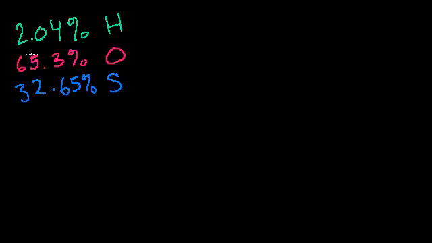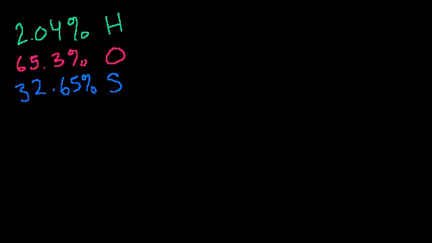I have a bag of stuff, or let's call this a bottle of stuff. Maybe it's in a liquid form, and it happens to be 2.04% hydrogen, 65.3% oxygen, and 32.65% sulfur. What is the empirical formula? What's our best stab at the empirical formula of this substance?